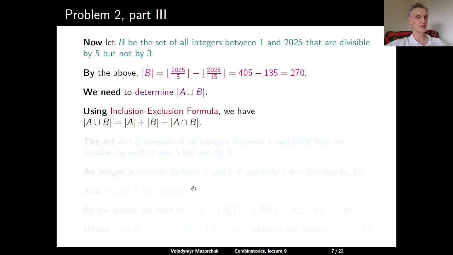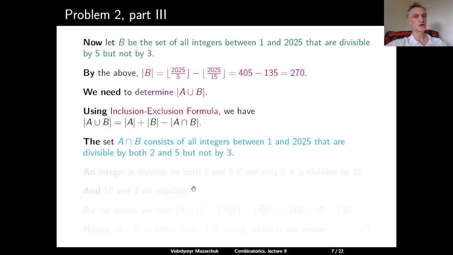What we need is to determine the cardinality of the union of A and B, and by the inclusion-exclusion formula, this cardinality equals the cardinality of A plus the cardinality of B minus the cardinality of the intersection of A and B. So we already know the cardinality of A and the cardinality of B. Let's determine the cardinality of the intersection.